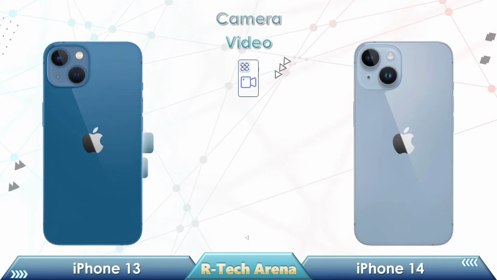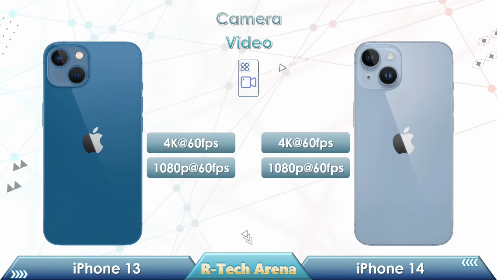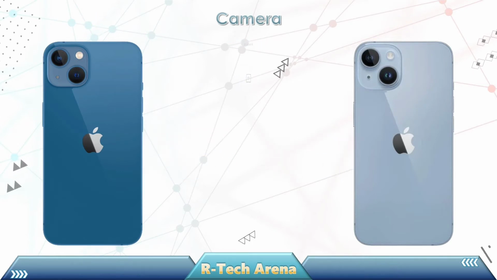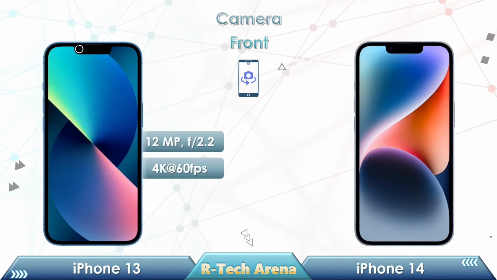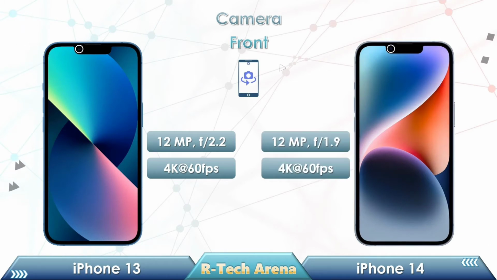If you look at the video resolution of these phones, iPhone 13 supports up to 4K resolution at 60 fps, and the iPhone 14 also supports up to 4K resolution at 60 fps. In a comparison of front camera, iPhone 13 comes with a 12 megapixel selfie camera, with a 4K video resolution at 60 fps. And the iPhone 14 also comes with a 12 megapixel selfie camera, with a 4K video resolution at 60 fps. Now let's compare the hardware between these two phones.